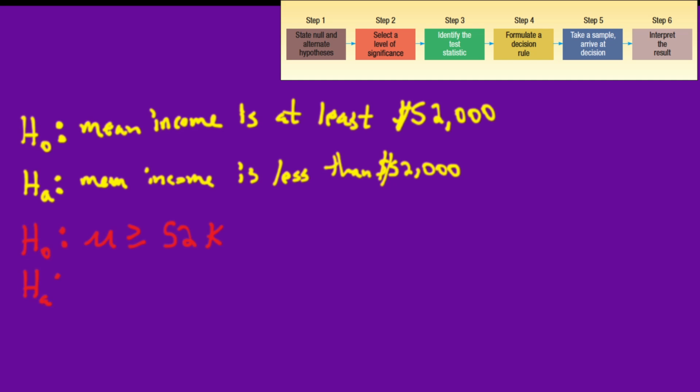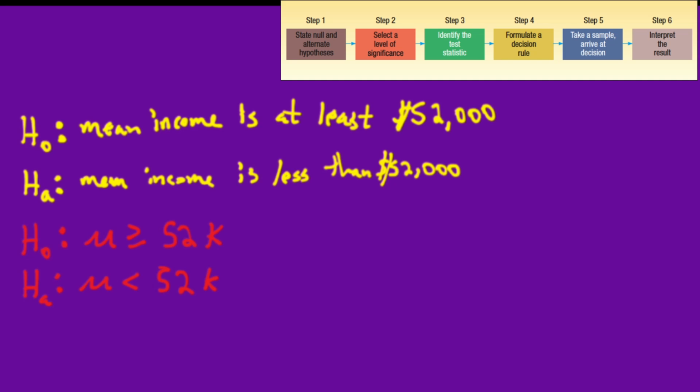And the alternative then would be the mean is less than 52,000. Okay, so again, this is that important distinction that we need to make sure that these don't conflict. We can't have equal to on both sides. But in general, this is the way we're going to lay out step one.